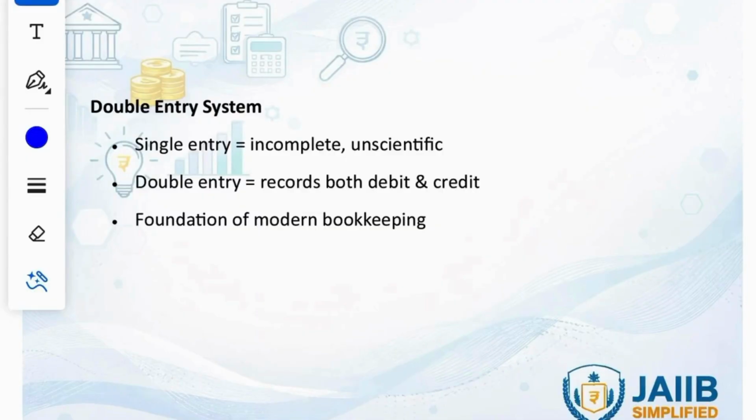What is the importance of double entry system? Why are we following double entry system? In single entry system, that is incomplete and unscientific. Means if we debit one particular account, where that amount has gone, we don't know. In double entry system, we can trace both debit and credit. This is the foundation of modern bookkeeping.